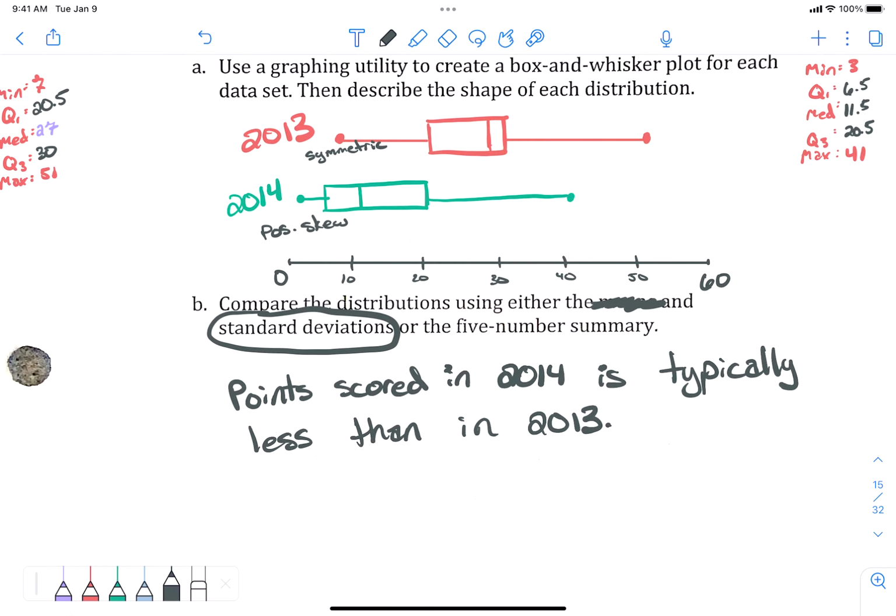Standard deviations have to do with the spread of the data, if you want to write that in there. So how spread out the data is. We're saying that the spread of the data is lower on the lower end in 2014 than it is in 2013. So most of my points are on the low end. That kind of discusses the spread of the data.